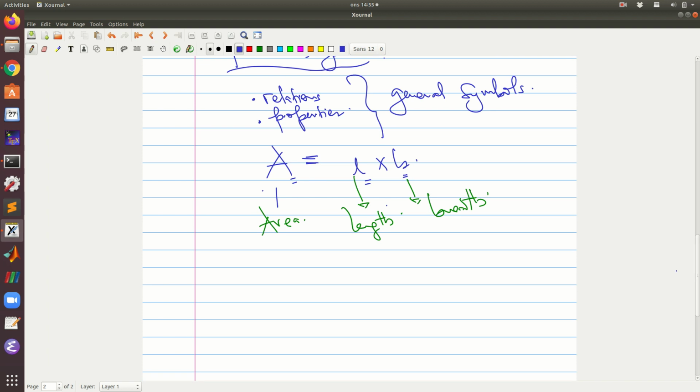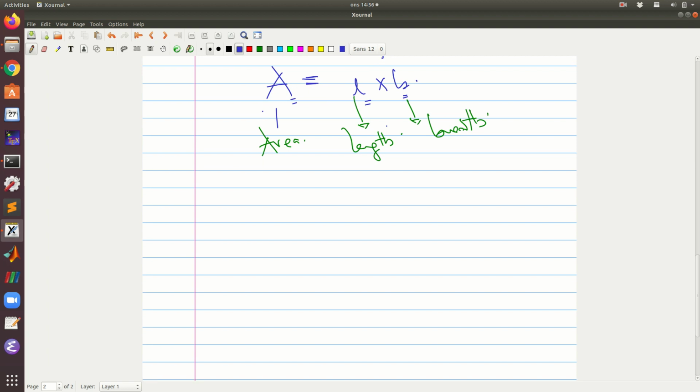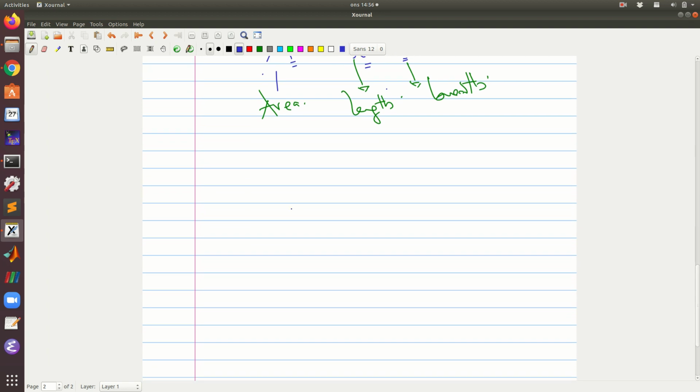Now we would like to start with the basic laws of algebra, which we are going to use. So we are going to say that let A, B, C, and D represent any numbers. In this case I think we shall deal with real numbers, real valued numbers. So let us say that these are real numbers.